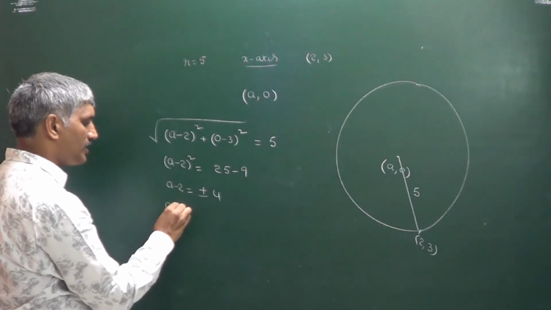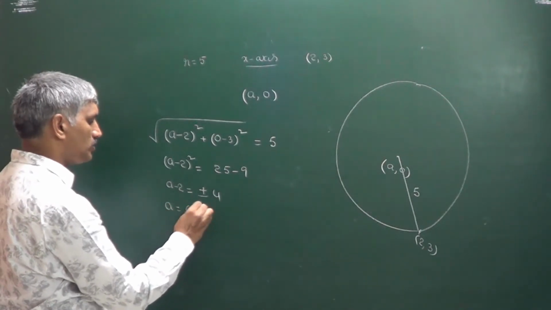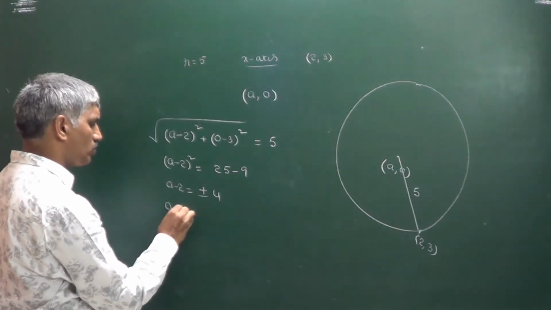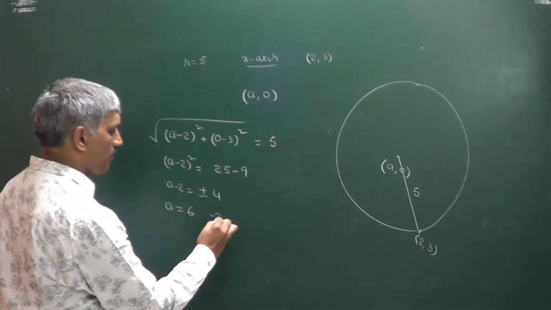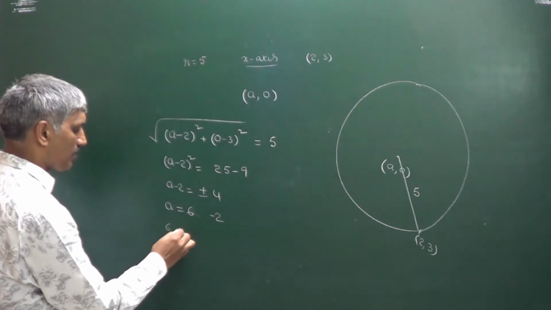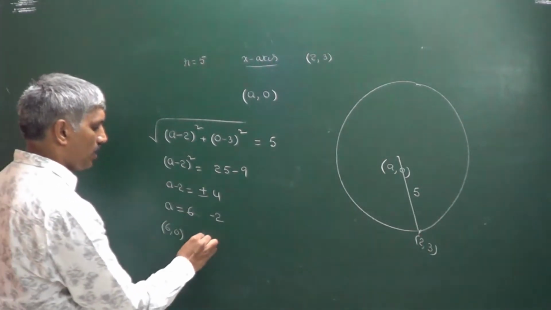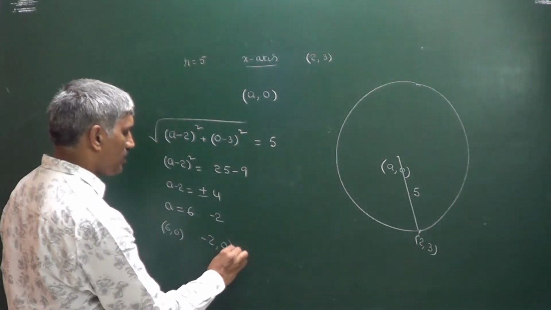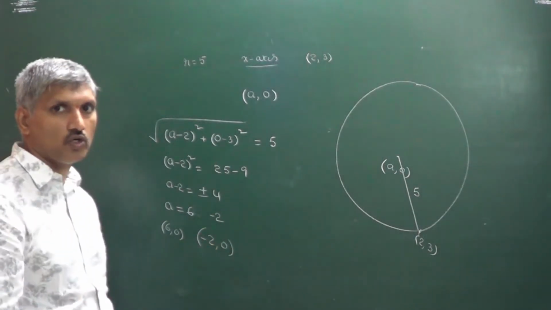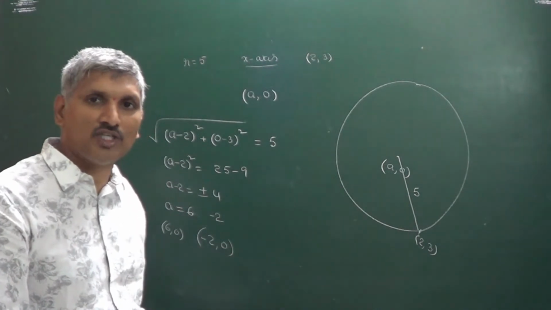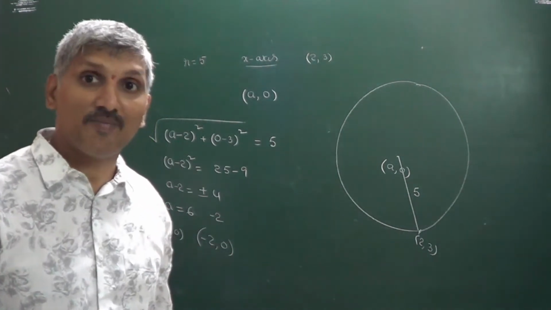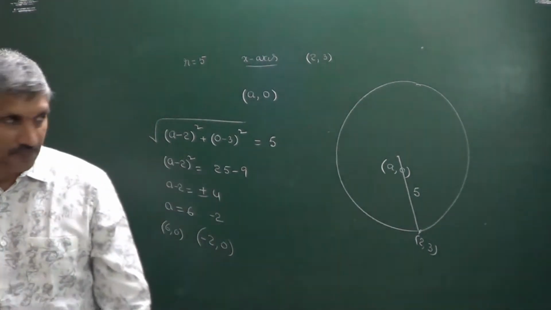Therefore we are getting a equal to 6, that means the center is (6, 0). The other possibility is a equal to minus 2. That's why (6, 0) is the center, or the other possibility is (minus 2, 0). So two circles are possible. One circle with center (6, 0), the other circle with center (minus 2, 0).